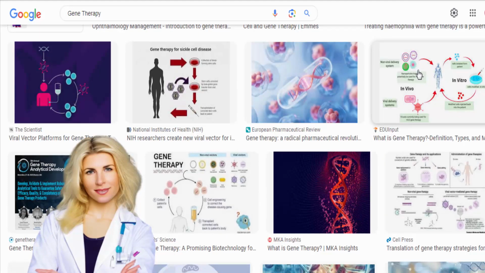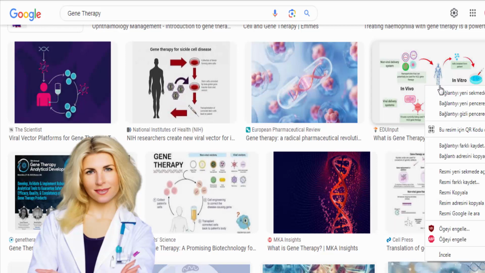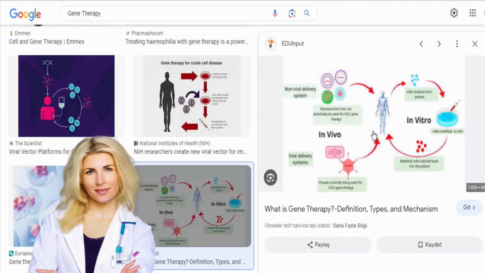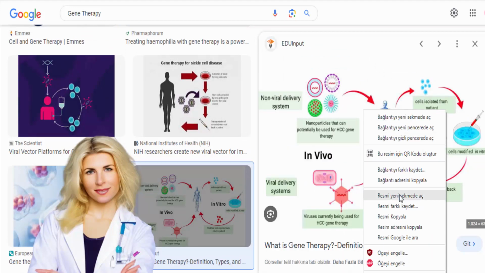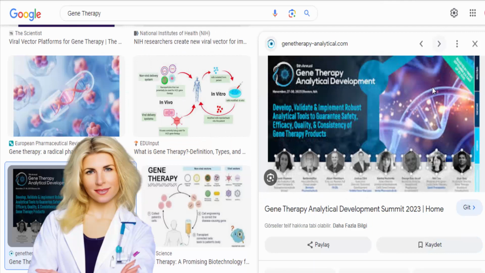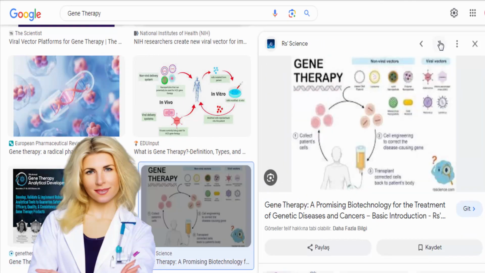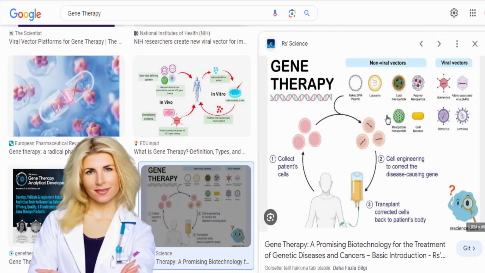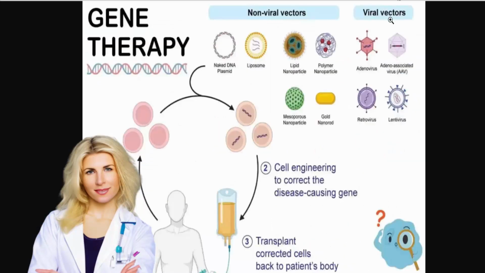Gene therapy is a medical technique that involves inserting a normal gene into a cell to correct a defective gene that is causing a disease. Gene therapy is still in its early stages of development, but it has the potential to cure or treat a wide range of diseases, including cancer, genetic disorders, and infectious diseases. There are two main types of gene therapy: somatic cell gene therapy and germline gene therapy. Somatic cell gene therapy targets cells that are not involved in reproduction, such as muscle cells or blood cells. Germline gene therapy targets cells that are involved in reproduction, such as sperm or egg cells. Somatic cell gene therapy is the more common type of gene therapy.